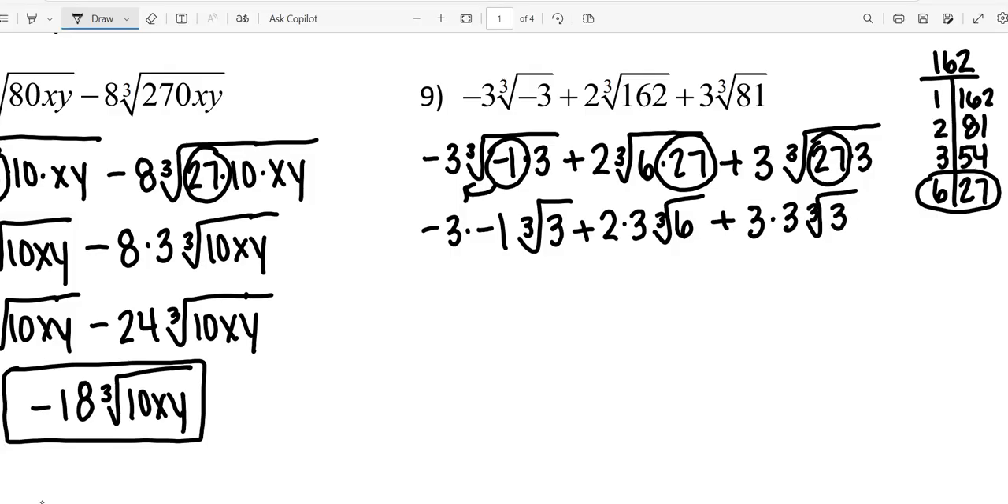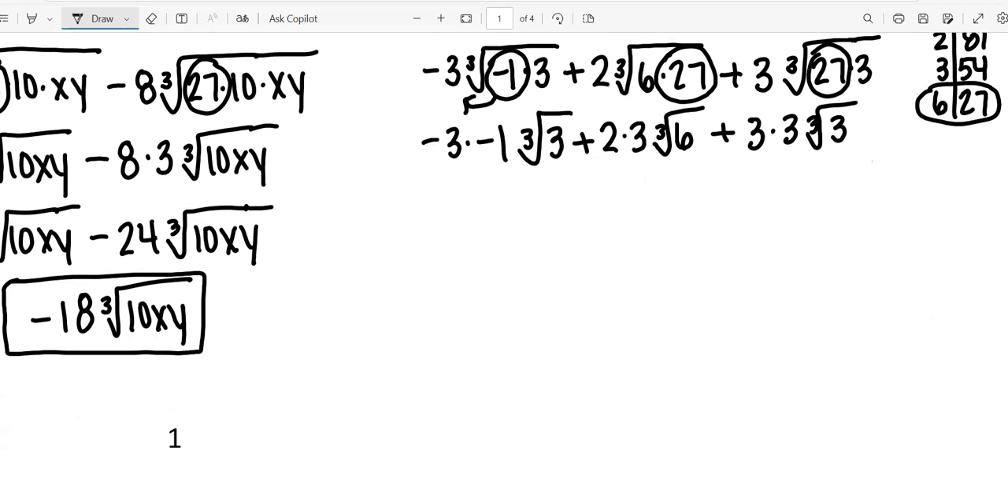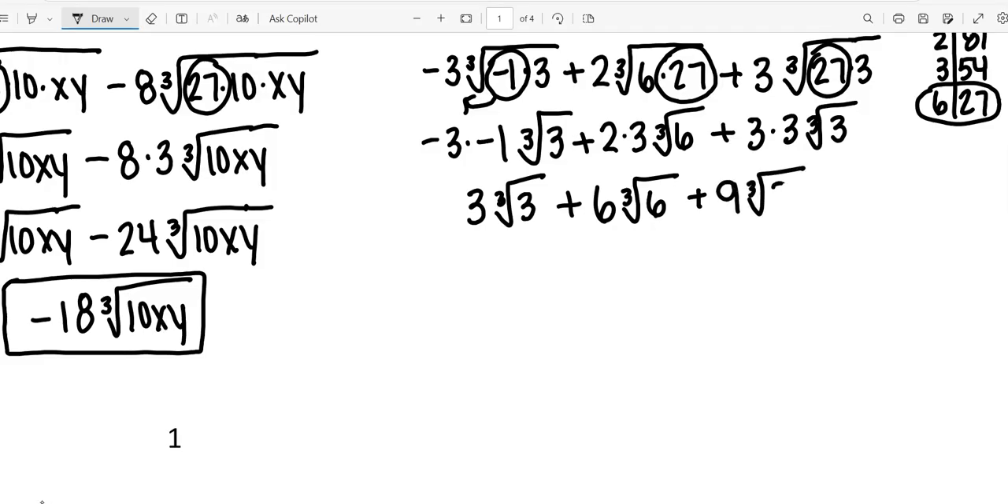Some of this you might be able to do in your head, which is fine. I'm showing all the steps today because this is the first time we're seeing this, sort of. Negative 3 times negative 1 is 3, and then I've got the cube root of 3 plus 2 times 3 is 6. I've got the cube root of 6 plus 3 times 3 is 9, and I've got the cube root of 3. Which ones go together?